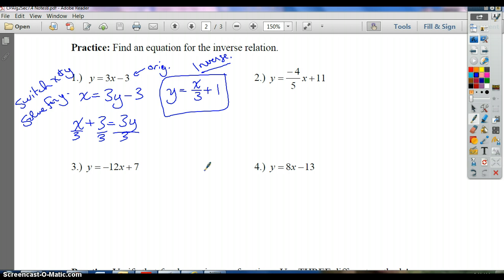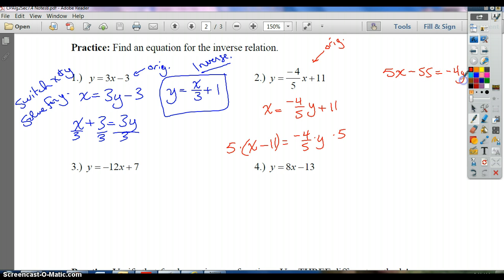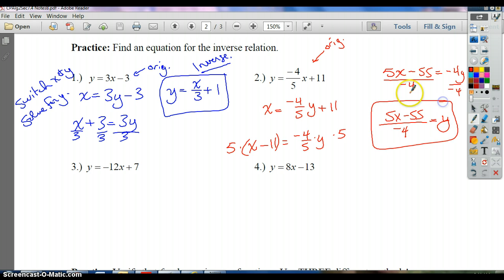Okay. I'm going to do the same thing for 2 here. Here is my original. I'm going to switch the x and y, so x equals negative 4/5 y plus 11. So I'm going to subtract 11 over, and x minus 11 equals negative 4 over 5 y. I can then multiply the 5 out. So this is 5x minus 55 equals negative 4y. And then I'm going to divide everything by negative 4. So 5x minus 55 all over 4 equals y. This is my inverse.